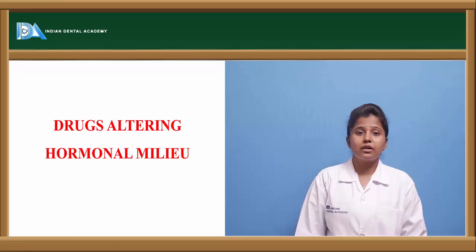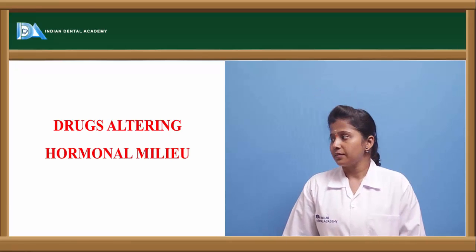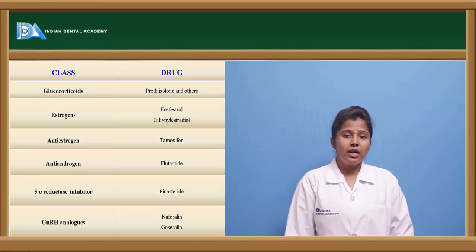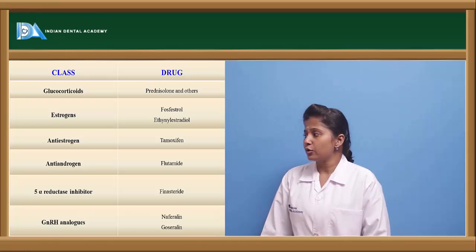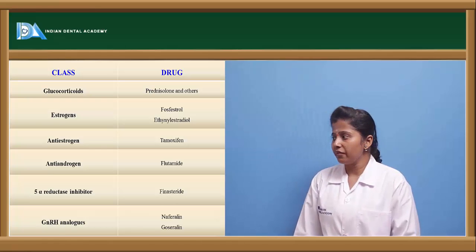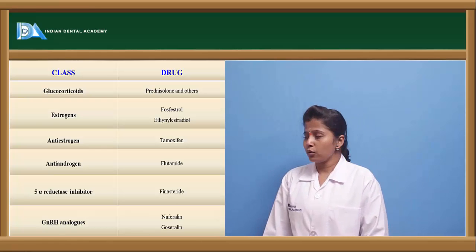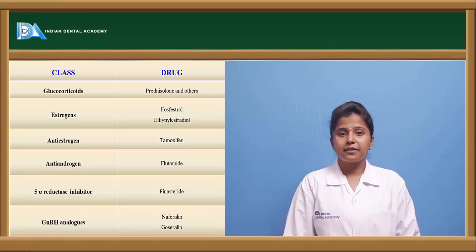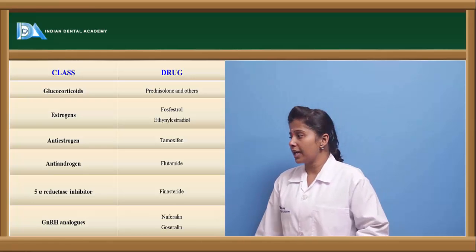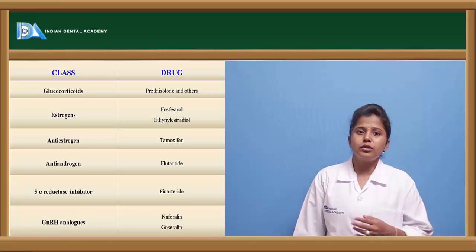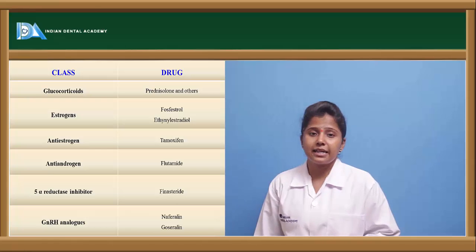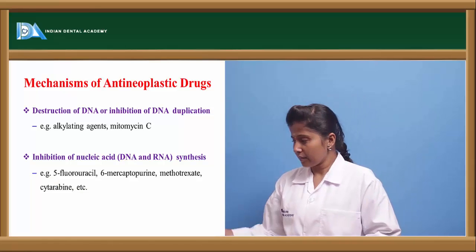There are other classes of drugs which alter the hormone levels. The drugs which come under this category are glucocorticoids, like prednisolone and its derivatives, and estrogens like fosfestrol and ethinyl estradiol, anti-estrogen drugs like tamoxifen, anti-androgen drugs like flutamide, a 5-alpha reductase inhibitor like finasteride, and GnRH analogues like nafarelin and goserelin. These are not that clinically useful. The clinically useful drugs are the drugs which act directly on the cancer cell.